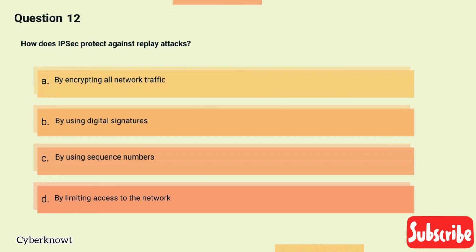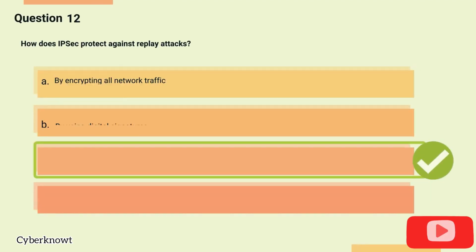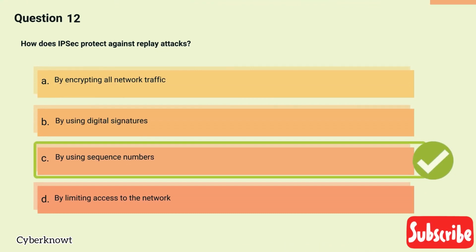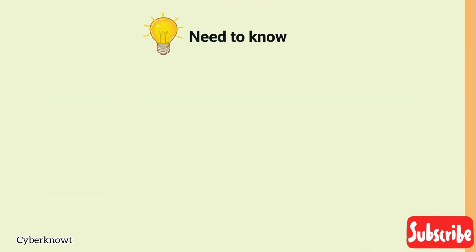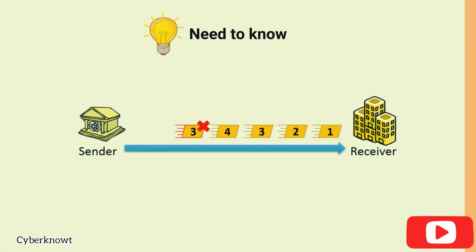Question 12. How does IPsec protect against replay attacks? Option A. By encrypting all network traffic. Option B. By using digital signatures. Option C. By using sequence numbers. Option D. By limiting access to the network. The correct answer is Option C. By using sequence numbers. Explanation. IPsec uses sequence numbers to prevent replay attacks. Sequence numbers are assigned to packets and checked by the receiver to ensure that they are in the correct order and that no packets have been duplicated or delayed.